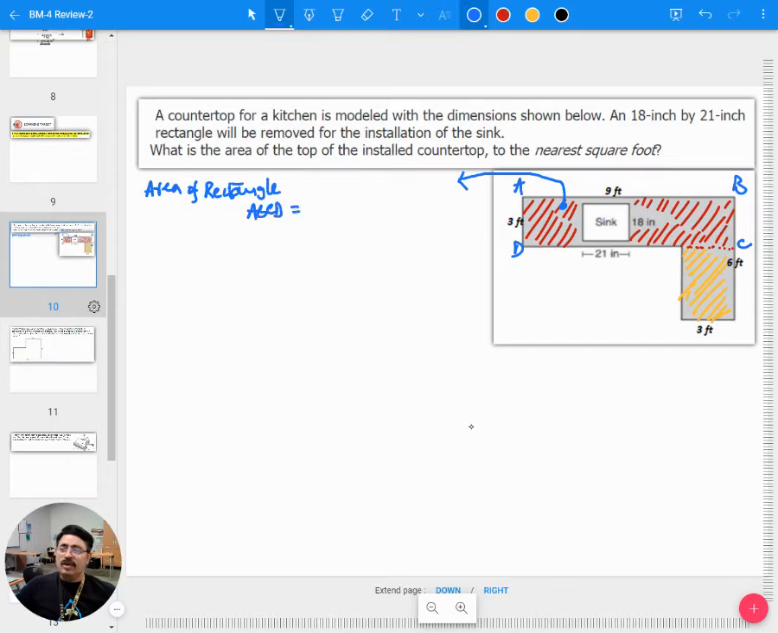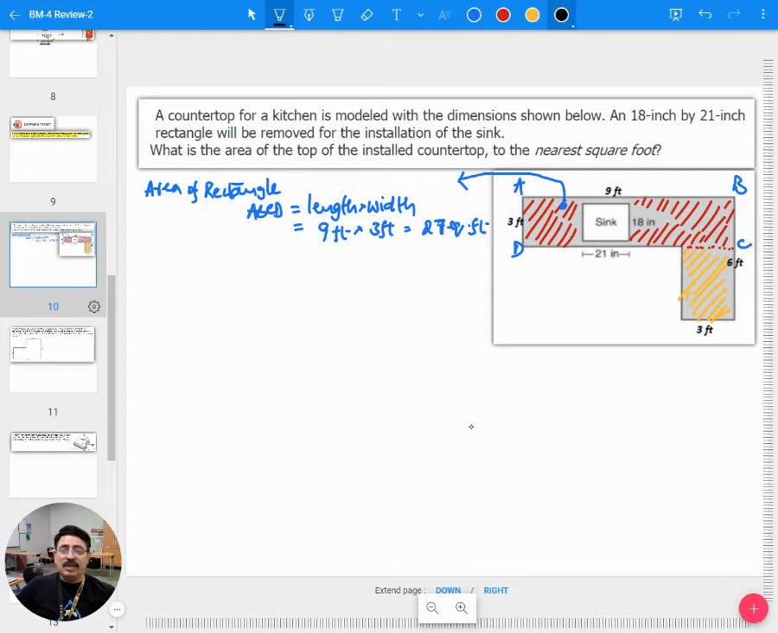You know the area of a rectangle is length times width. Therefore, the length is 9 feet, and the width, you see, is 3 feet. Therefore, 9 feet by 3 feet. 9 times 3 gives you 27 square feet. Okay, 27 square feet. So we are done with the upper part.